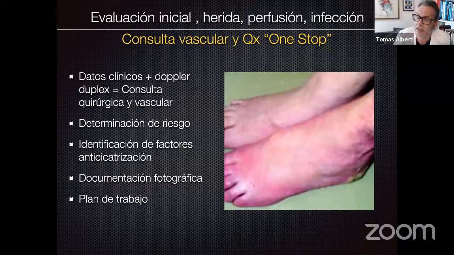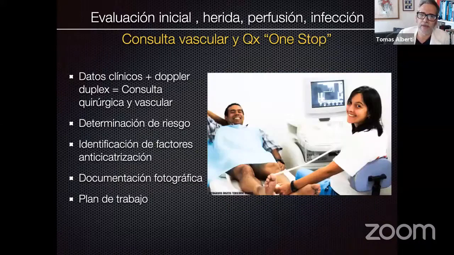Tiene que identificarse los factores anticicatrización que el paciente tenga. Tiene que documentarse ecográficamente la úlcera y tiene que establecerse un plan de trabajo. Entonces, eso sería el primer punto. La parte de eco es clave en eso, y también la parte clínica tradicional.